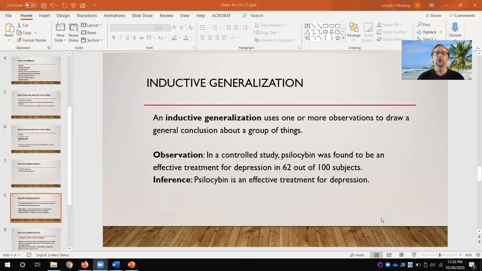Psilocybin is an effective treatment for depression. Who knows what psilocybin is? It's okay, it doesn't matter if you know what psilocybin is, but go ahead and look it up after the class. I made up this particular argument, but there really is research on psilocybin as a treatment for depression.